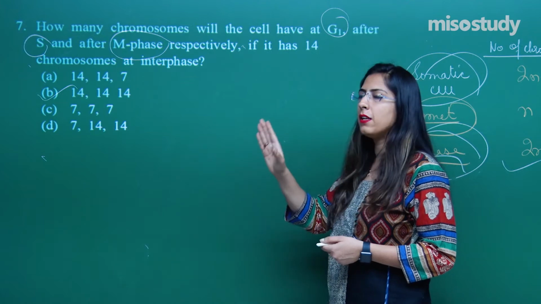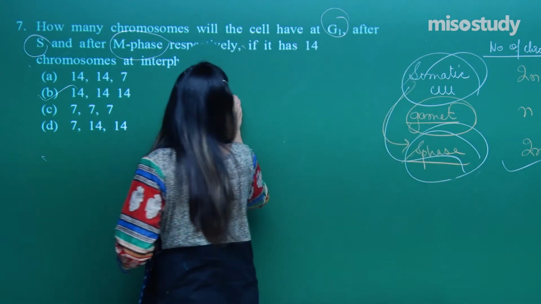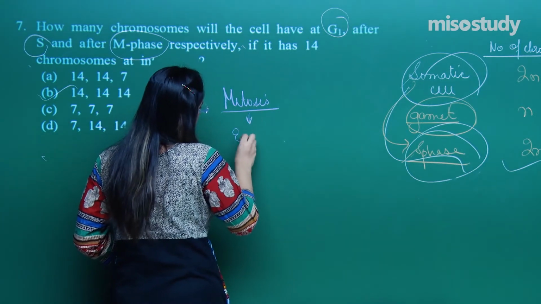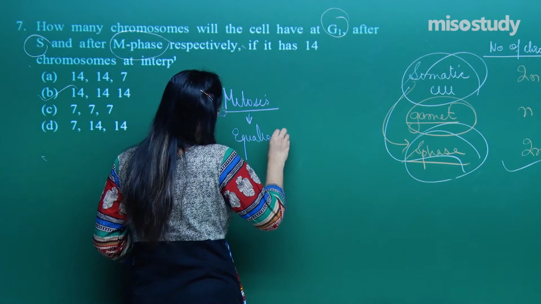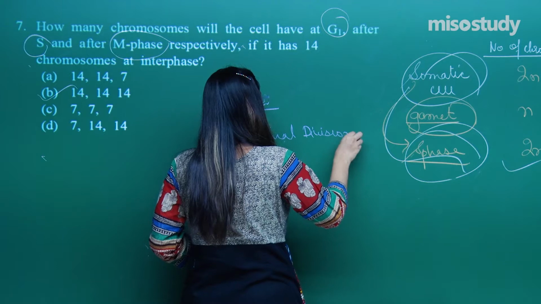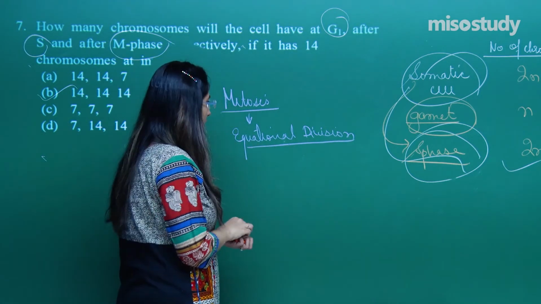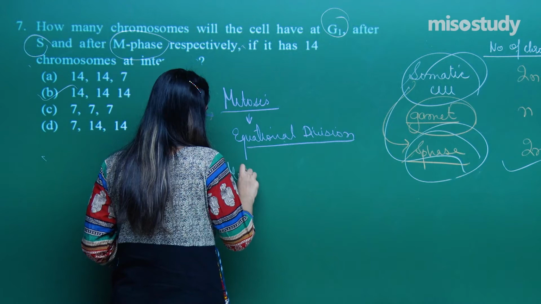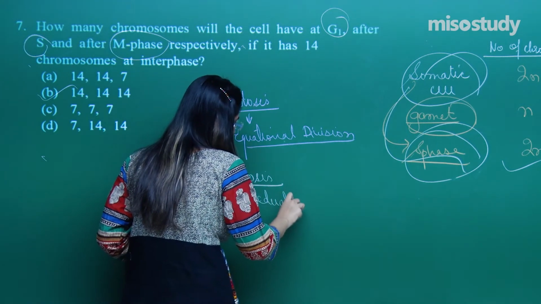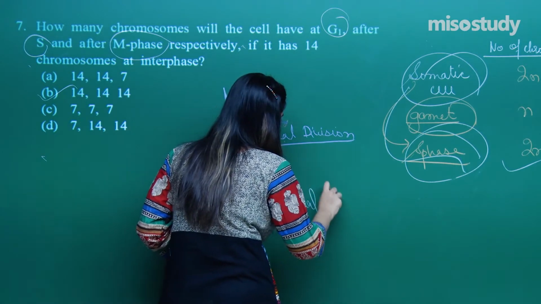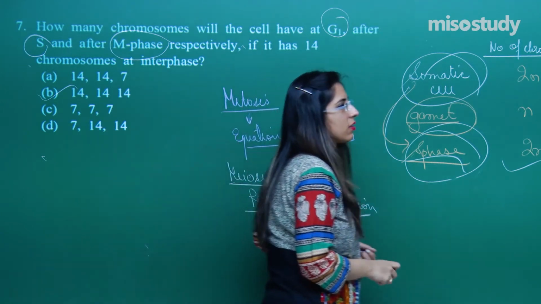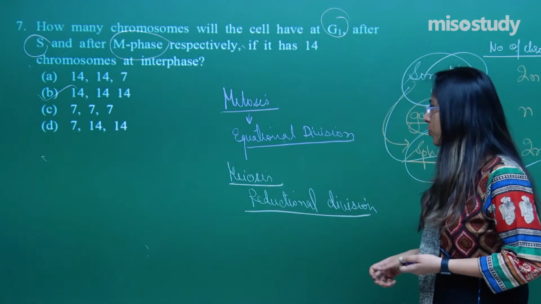14, 14, 14, they remain the same because mitosis is what? Equational division. Whereas meiosis is reductional division. Let's look at the next question.